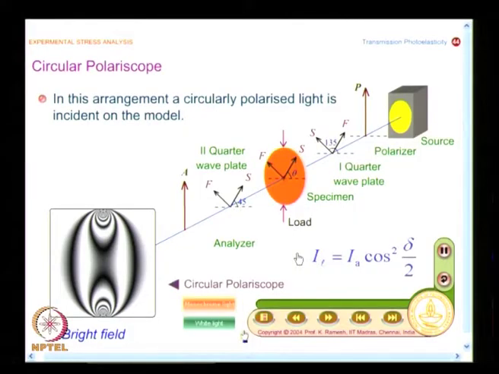We do not have to find out the light after the analyzer. If I stop after the second quarter wave plate, it is a lot more convenient, and you have the necessary rudiments for you to do that.